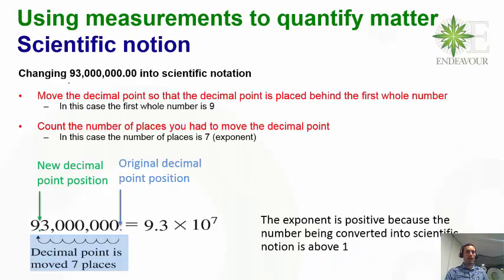So one way of writing 93 million is what we see here. So this would be considered decimal notation.